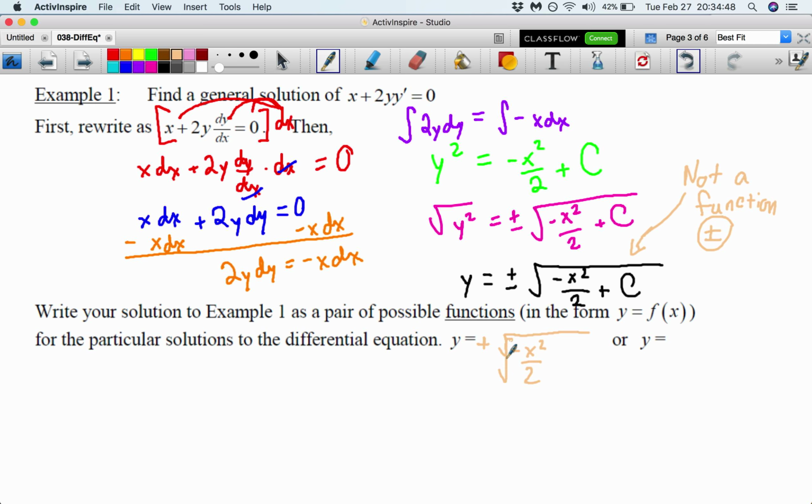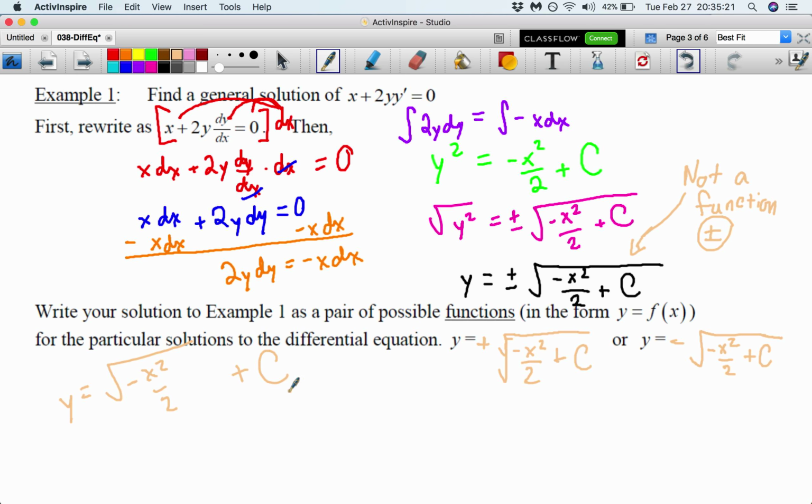Now, really, it should be a bigger house like that. I'm off my game today with my square roots. And one with a negative square root. Notice for everything, the c is inside the square root. A lot of students have this disease where they remember to put the plus c at the end, and in case you can't picture it, end up writing like this. Negative x squared over 2 plus c.